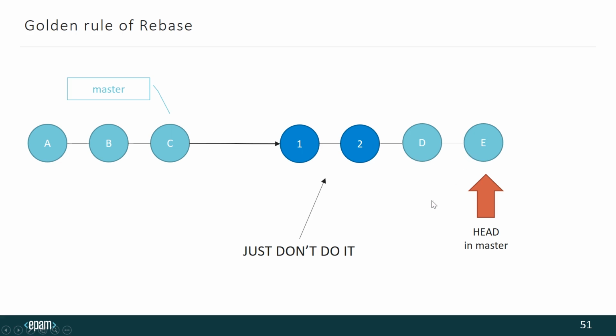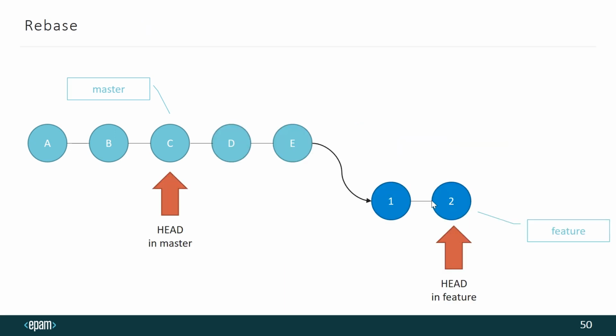And the main issue here is that we are intruding into other people's history and we are basically corrupting it. Therefore, the golden rule of rebasing: do not rebase public branches. You should only rebase your own small feature branches.